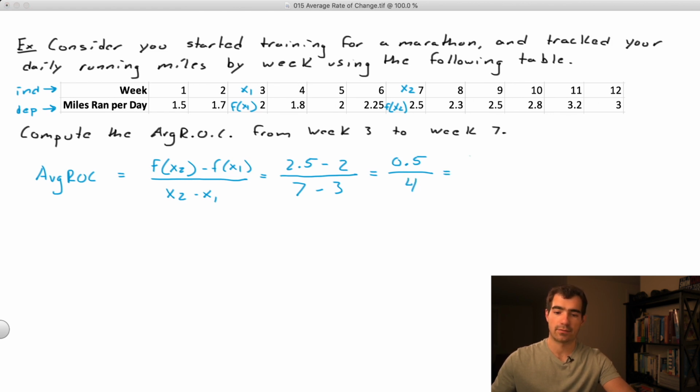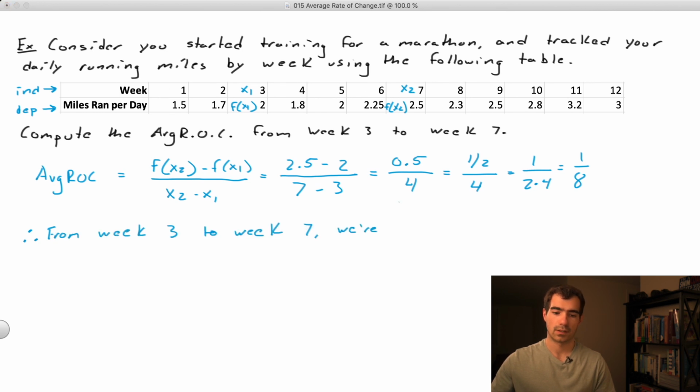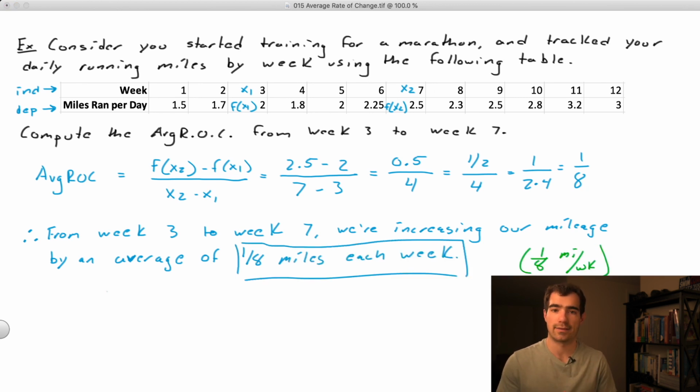Simplifying this a little bit, 0.5 we know is equal to 1/2 divided by 4, or in other words, 1 over 2 times 4, which is equal to 1 over 8. And so in other words, on average, we're adding 1/8 of a mile each week from week 3 to week 7. And so we can say, therefore, from week 3 to week 7, we're increasing our mileage by an average of 1/8 of a mile each week. And so 1/8 of a mile per week is our final answer.